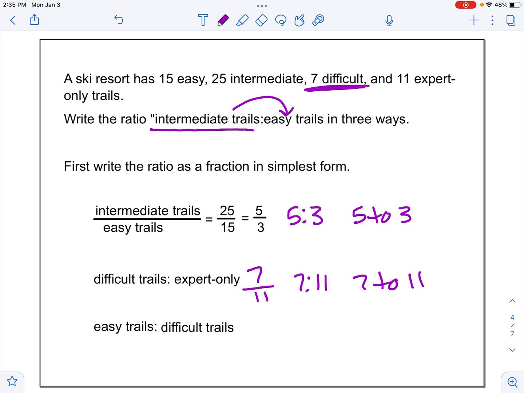Now they're comparing easy trails to difficult trails. So again, the proportional reasoning is read from left to right. So I'm comparing easy to difficult. We're up at the one above. It was difficult to expert. So my easy trails are 15, and my difficult trails are 7. Nothing to reduce, but I can write it in 2 different forms. So you can see that here's the 7 and here's the 11. That's the way the comparison is going from left to right.